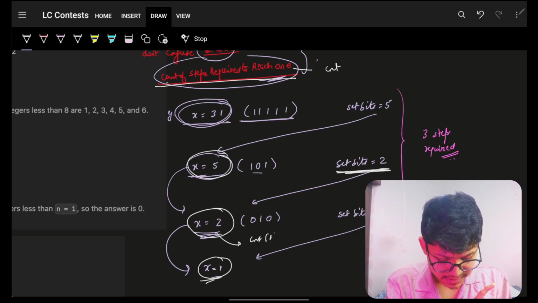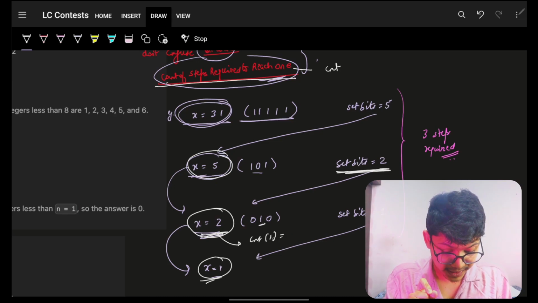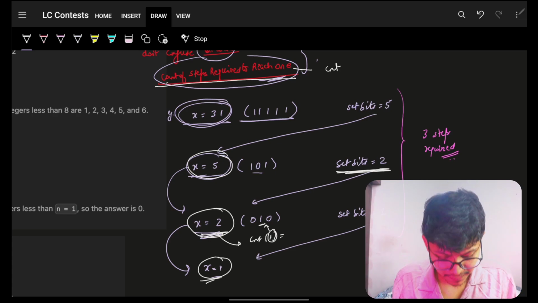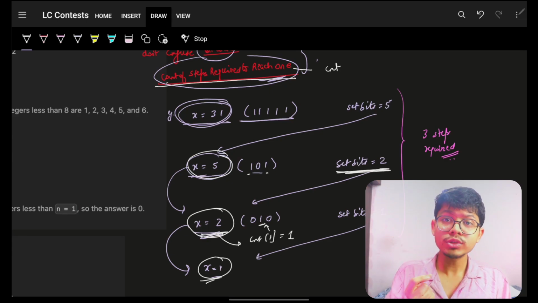So I will say for 1 set bit, again, this 1 is representing count of a set bit. Remember that fact. So it will say, okay, the value is 1. Now I will say, what is for this? I have 2 set bits.